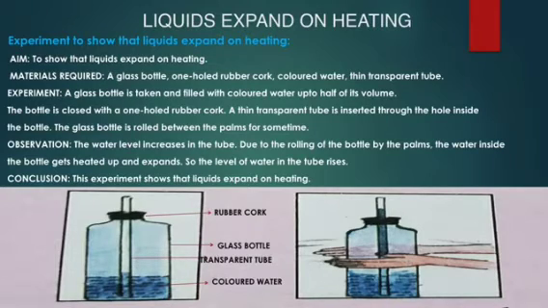The water level increases in the tube. So in the first picture you can see that the colored water is filled only to half the volume of the glass bottle. Now after rolling the bottle with your palms, you observe the water level. The water level would have increased in the tube.